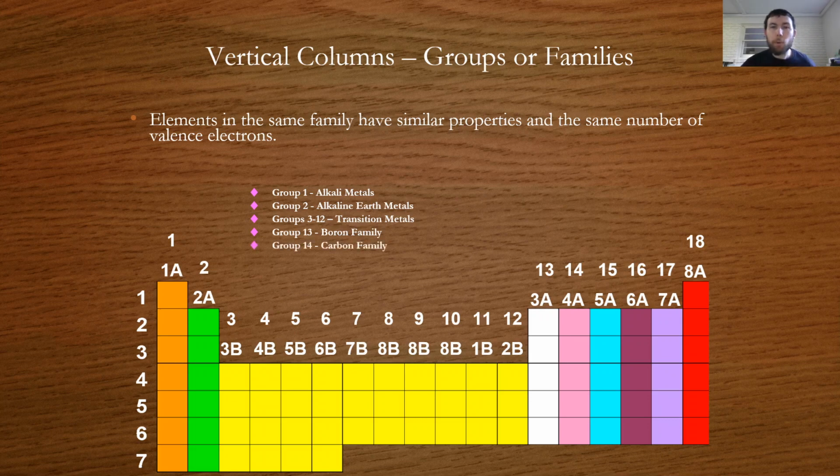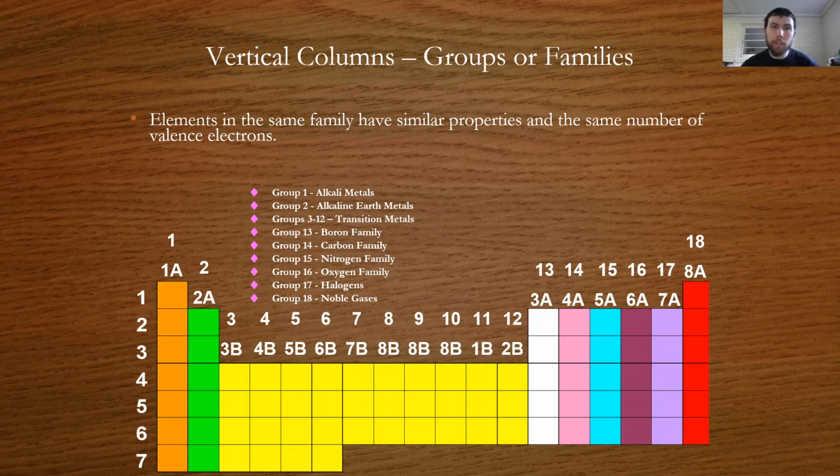Group 14 or 4A, that's going to be the carbon family. That'd be the pink column. Group 15 or 5A, that's going to be the nitrogen family. Group 16 or 6A, that would be that column that looks like a deep purple, a darker purple. That's the oxygen family. Group 17 or 7A, that's your light purple, your lavender. Those are the halogens. And then group 18, which is the red column, corresponds to the noble gases on the periodic table.